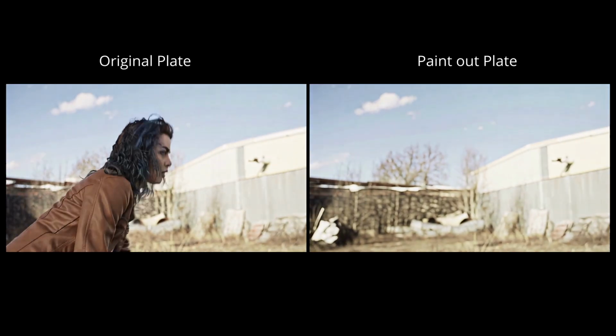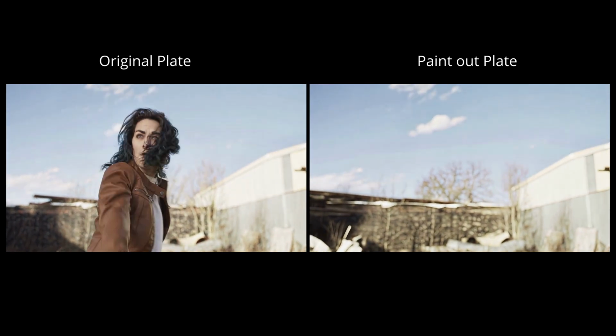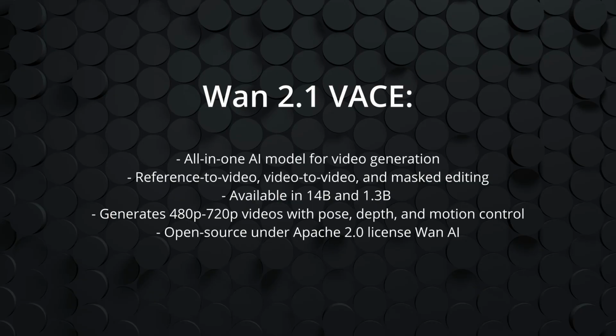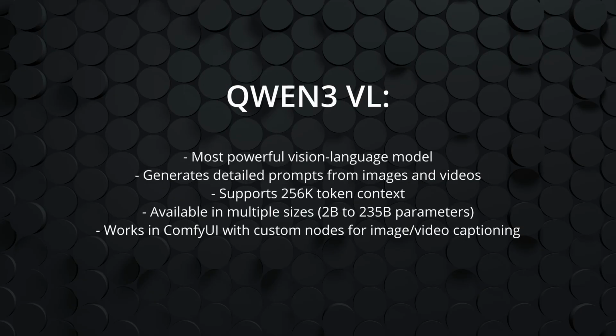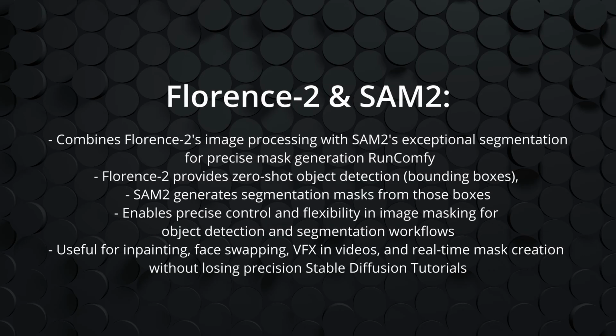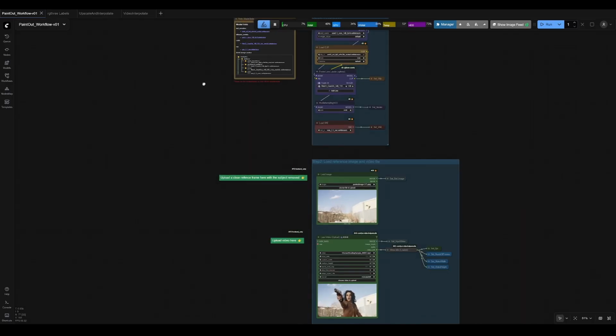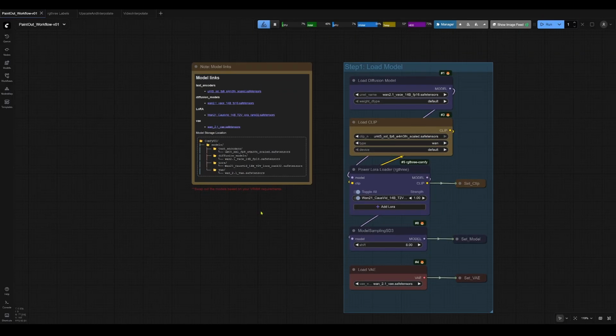As always, this space is moving fast. This workflow is based on the cutting-edge combination of the VACE 2.1 model, QWEN VL3 for auto prompt generation, and Florence 2 and SAM 2 for masking and segmentation. This configuration is tested and stable, and it works reliably today. So let's dive in. This is the paint-out workflow. Let's go over step 1.